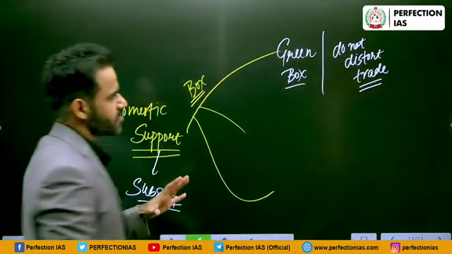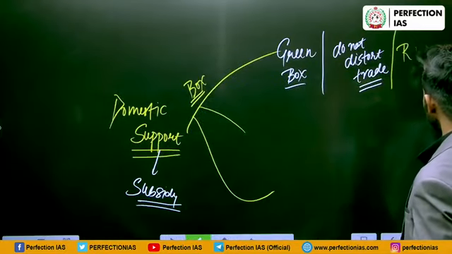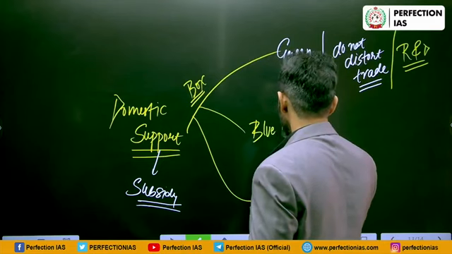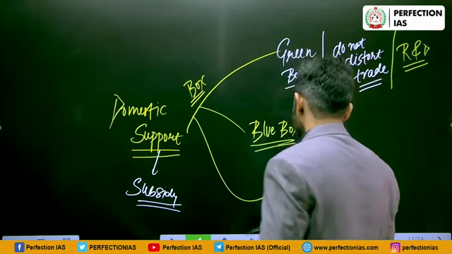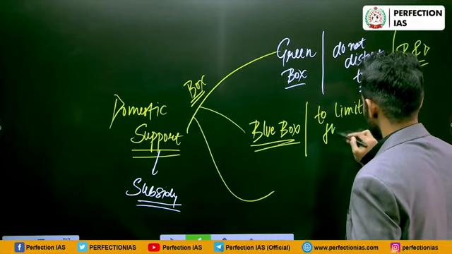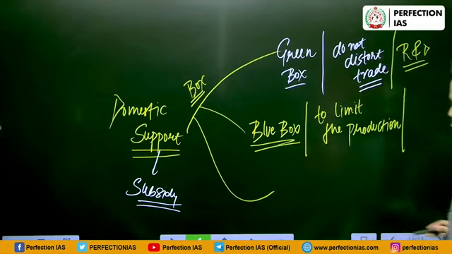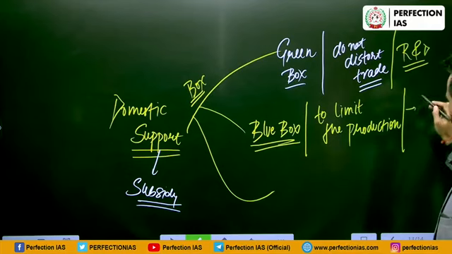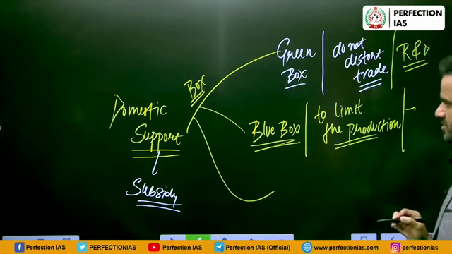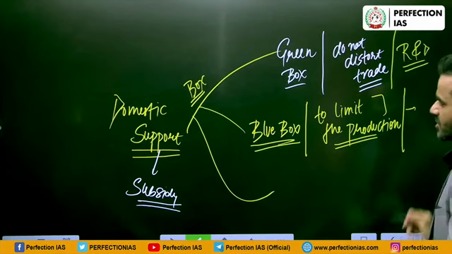So green box will have those kind of subsidies which do not have trade distorting impact. For example, subsidies given for research and development, R&D. Another component is blue box. Blue box means the subsidies which are given to limit the production. These subsidies will be part of blue box. Again, they will have very low or negligible trade distortion impact. Why so? Because we are limiting the production. The focus is here on limitation of the production. So that will not have trade distorting impact.